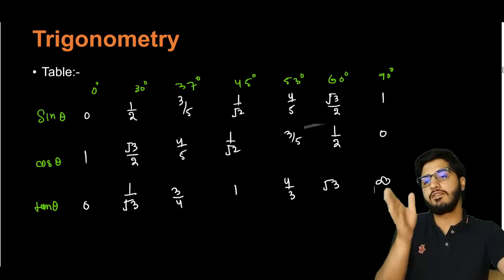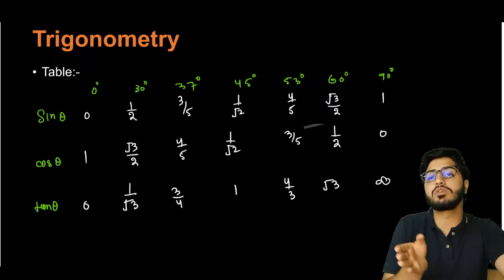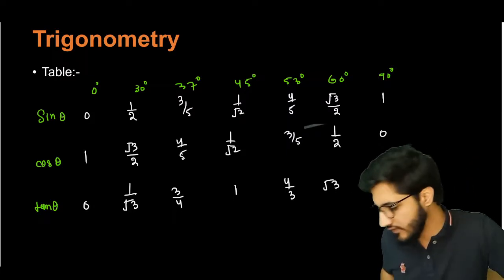This table you need to remember. You don't need to remember the values beyond 90. But why? Because we are having the rules by which we can break down the higher values. Okay, we know those tricks by which we can divide it.